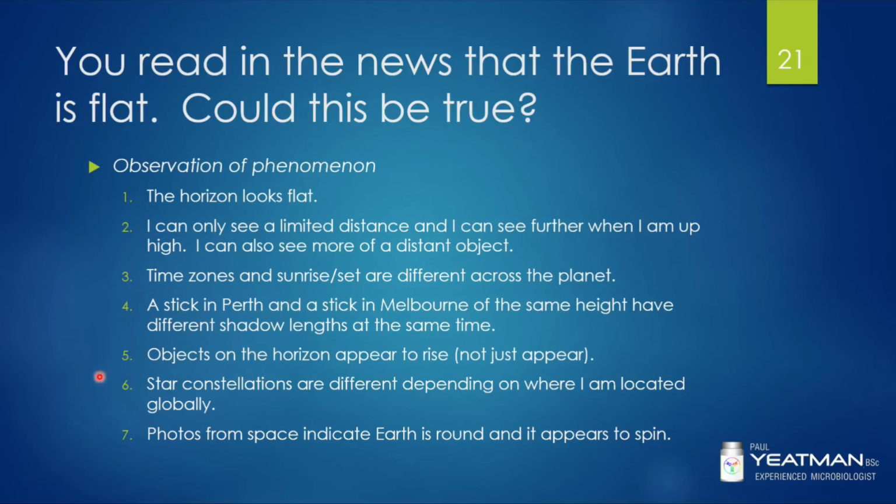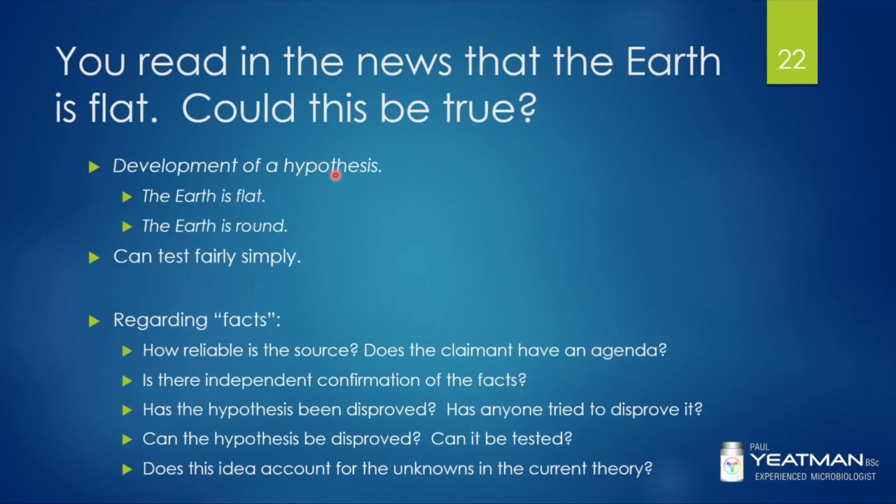Star constellations are different depending on where I am located globally. So would flat Earth or round Earth be more likely to cause that sort of phenomena? And lastly, photos from space indicate the Earth is round and it appears to spin. For this example, I'm stating there are 2 hypotheses. The Earth is flat and the Earth is round, both of which we can test fairly simply.